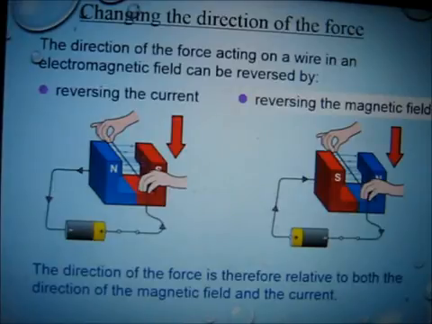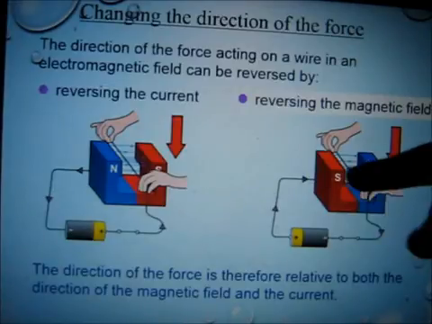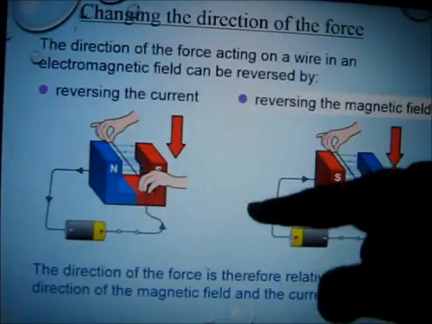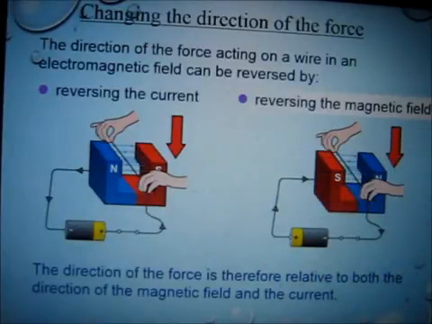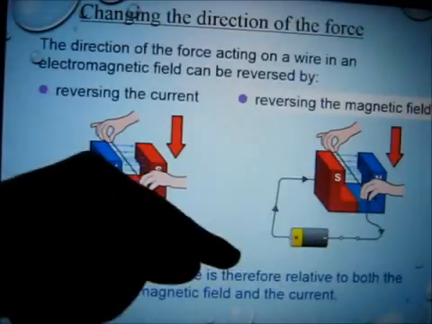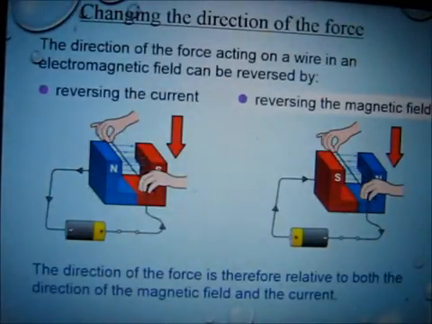Similarly, in this case also, the magnetic field moves from north pole to south pole and the current is reversed. So in this case also, if you apply Fleming's left hand rule, it comes out to be the downward direction. Hence the direction of the force is relative to both the direction of magnetic field and the direction of current.